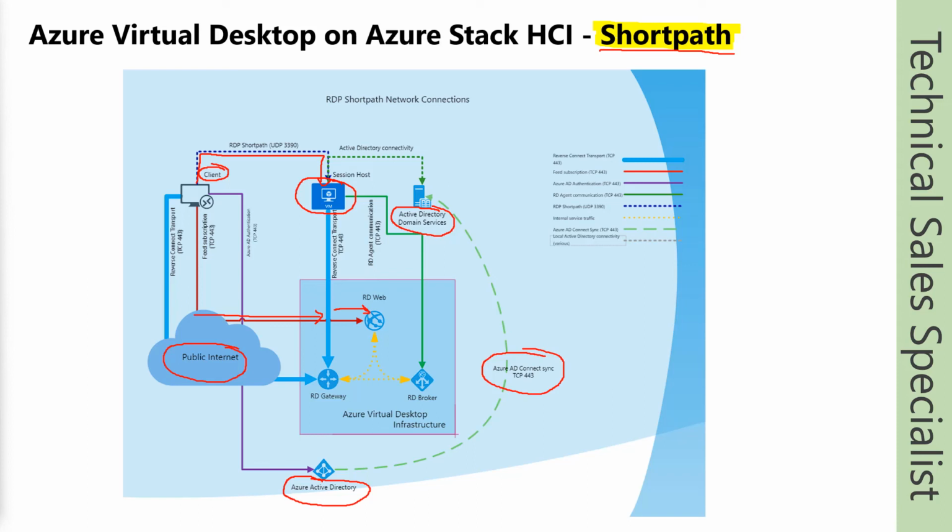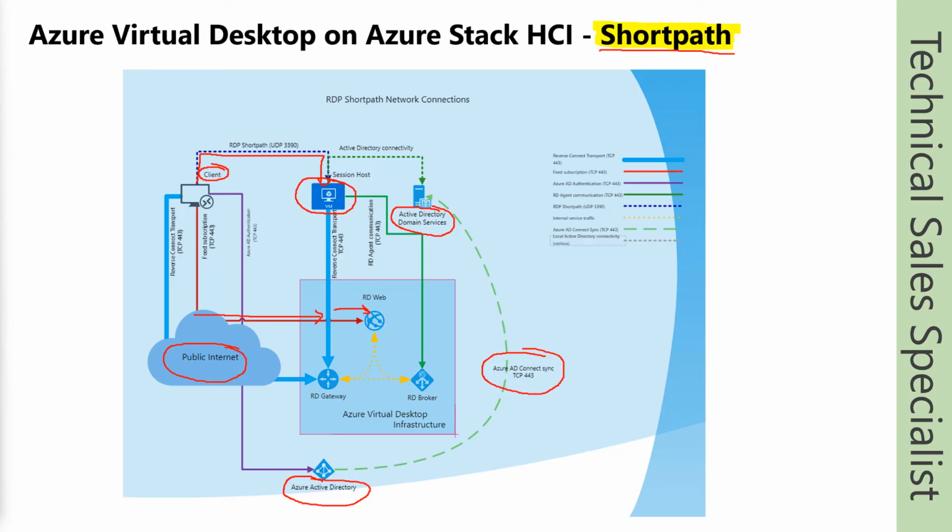This can be realized via ExpressRoute. This can be realized via client VPN. This can be realized via site-to-site VPN. This could be realized, but please don't do this, in publishing the virtual desktop VM to the public internet. So it's important that this machine is directly accessible for the clients.